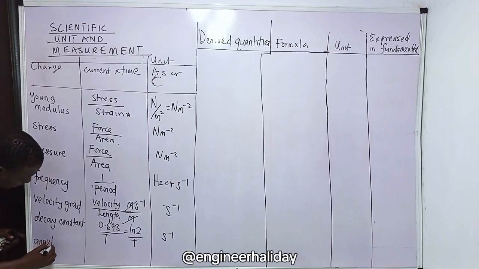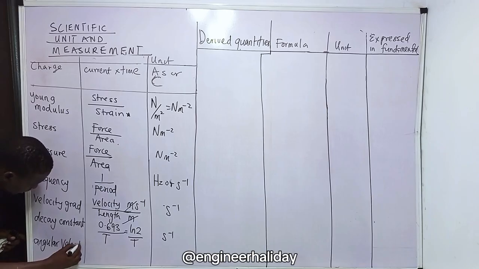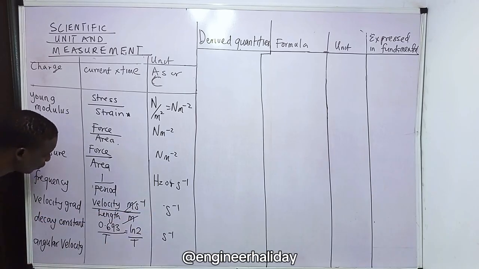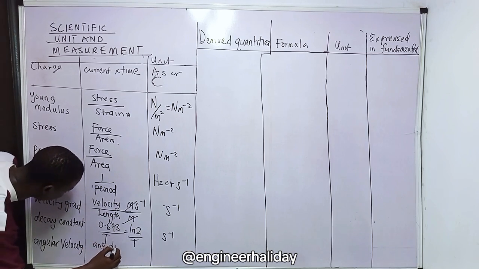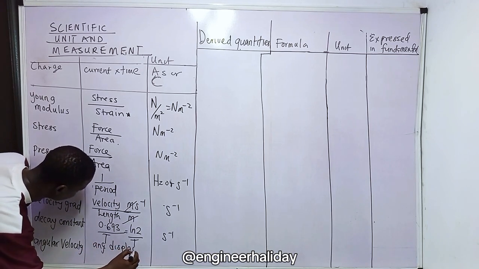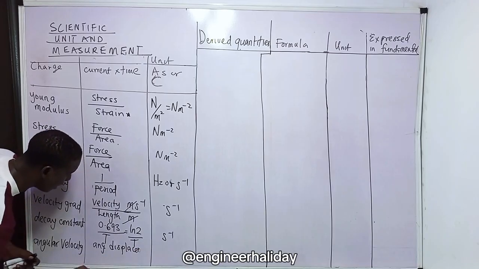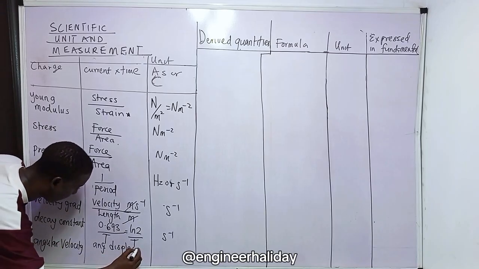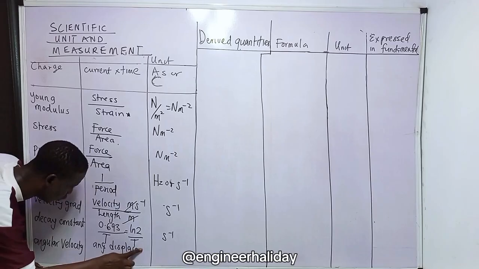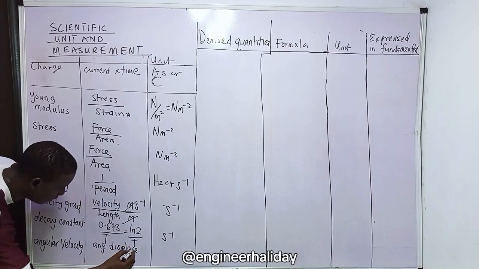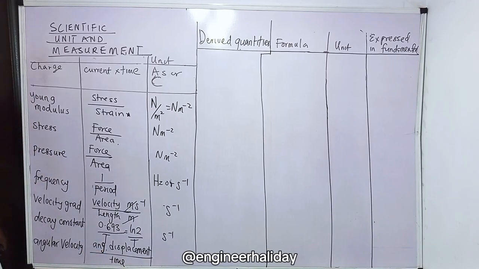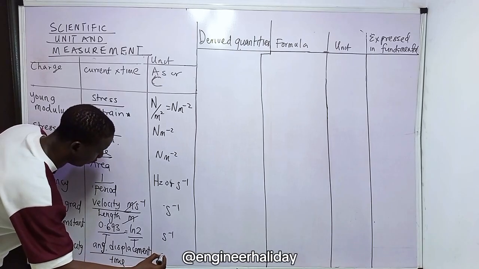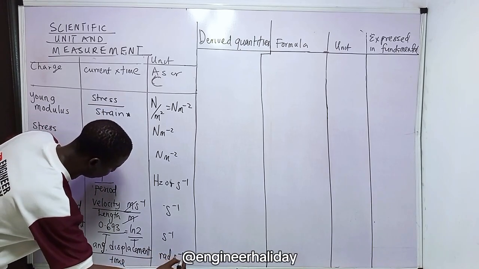There's what we call angular velocity. Angular velocity has the same unit as all this. Angular velocity is angular displacement over time. I shorten it so that I put a dot here. Don't forget, it is measured in rad per second.